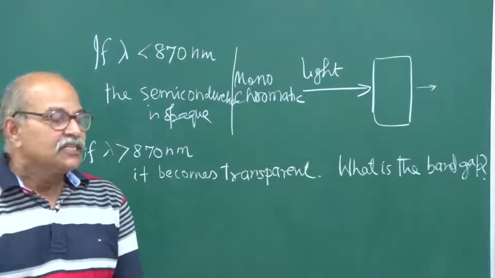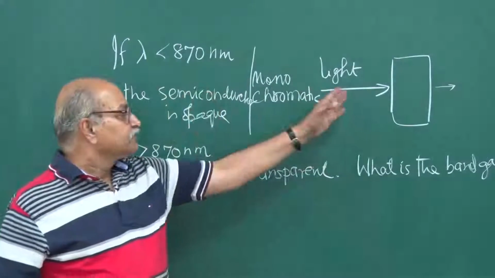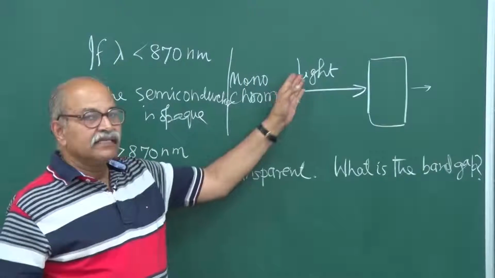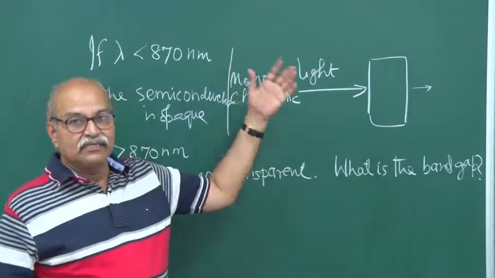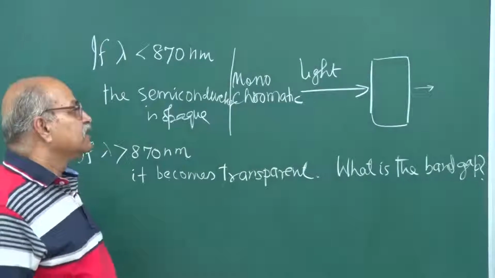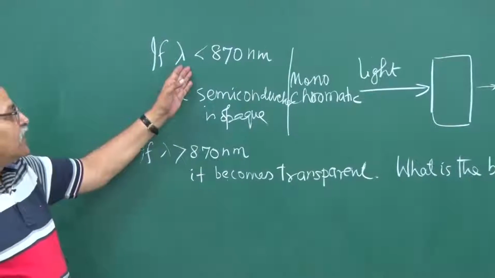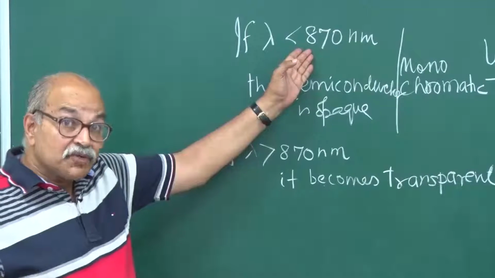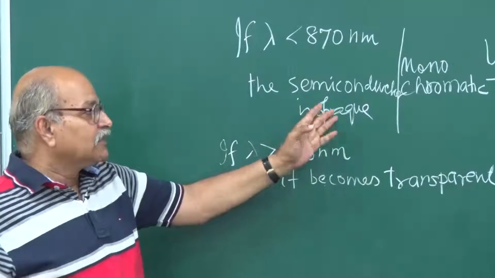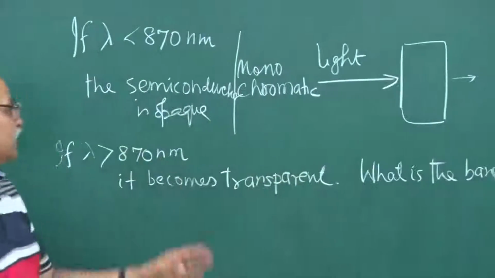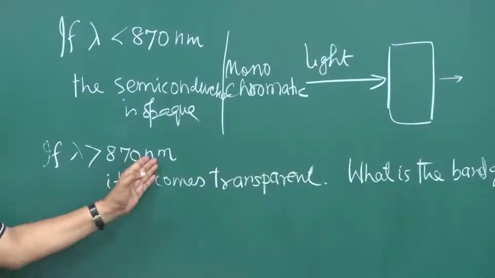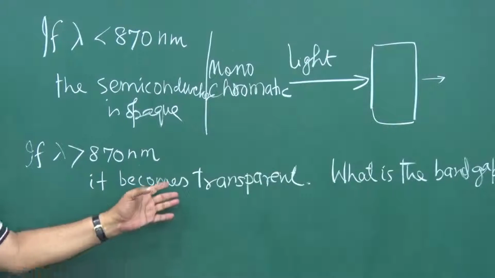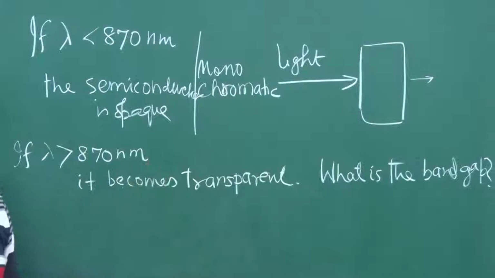Right? So, you have a semiconductor and you allow this light to fall on it. It is monochromatic light, and you change your light source and work with different wavelengths. You find that if the wavelength is less than 870 nanometers, there is a lot of absorption. It is opaque, the light is not coming out. But when lambda is more than 870 nanometers, a lot of light is coming out, the absorption is very small, and it looks as if it is transparent. And then what is the band gap?